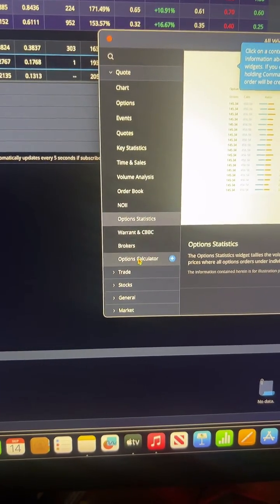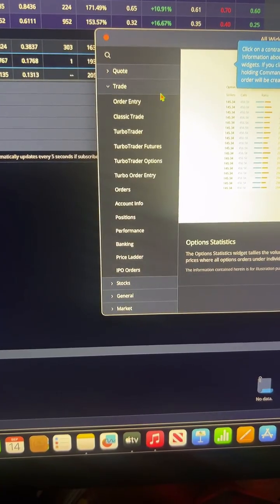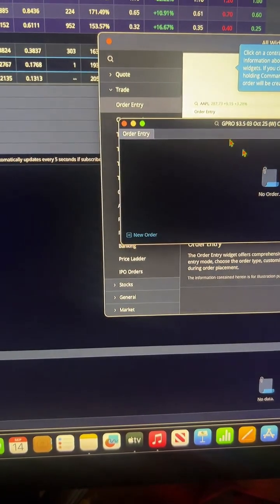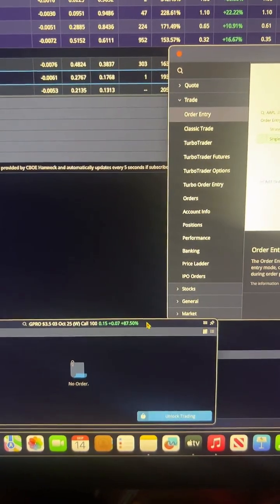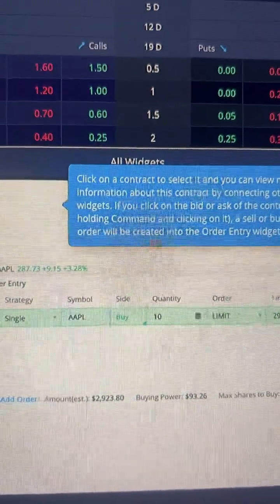I want you to understand that you need to be able to look at the order that you enter. And you do so by having this order entry widget. Okay. It also said right here, a sell or buy order will be created in the order entry widget. So this is your order entry widget right here.